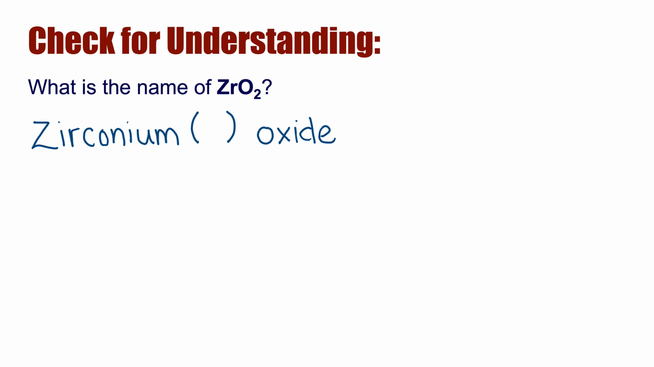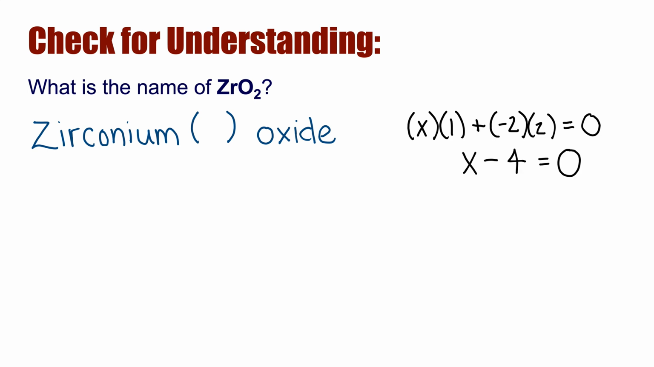In order to do that, I'm using that formula. I don't know zirconium's charge. That's what I'm trying to solve for. That's the X. There's 1 zirconium in that formula unit. Oxygen takes on a charge of -2. There's 2 oxygens in the formula unit, and I set this equal to 0. When I go through and solve for x, I get that x is equal to 4, so I need to plug a Roman numeral of 4 into that parentheses right there.